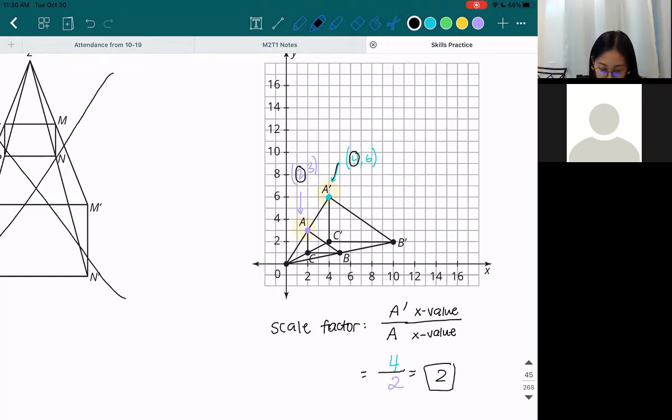Any questions on this example? No. Anybody other than Nancy have questions on this example?